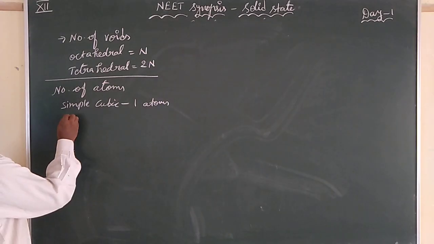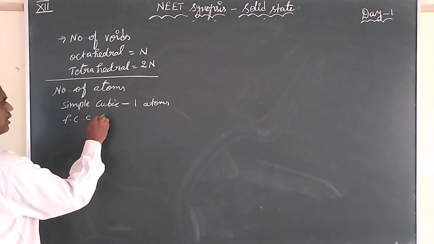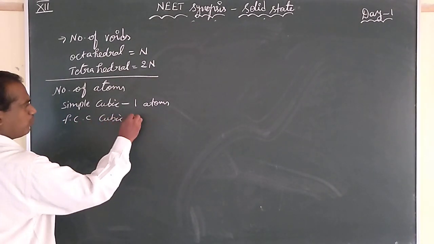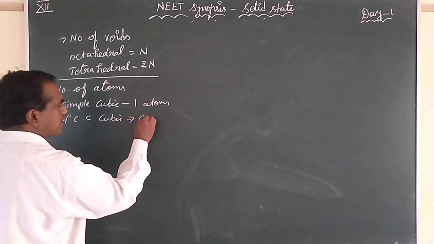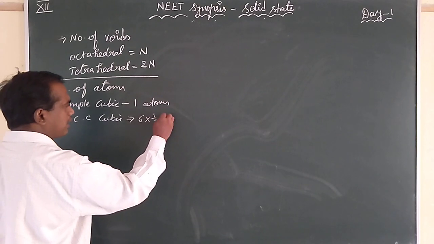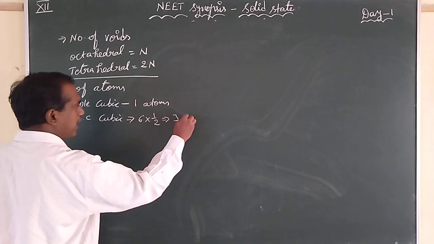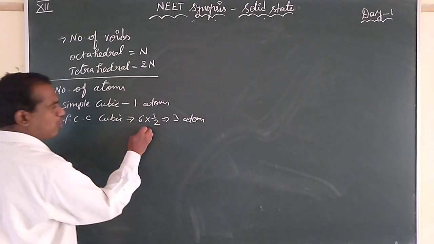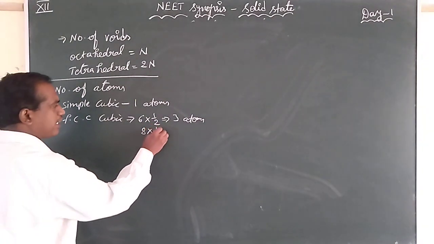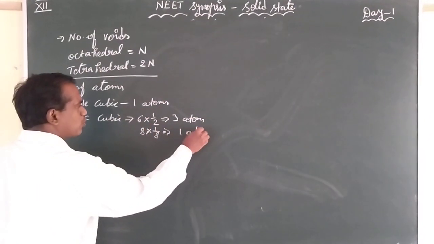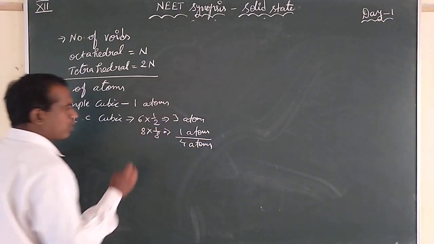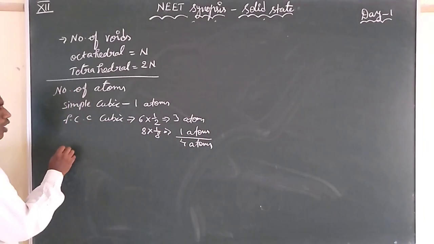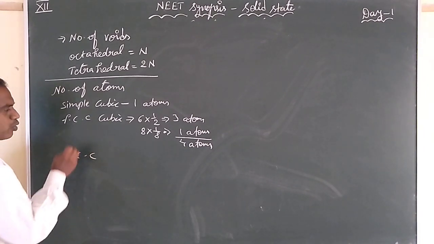And in the case of face-centered cubic unit cell, how many faces are there? 6 faces are there, and each part is half. So there are 3 atoms, and on the corners 8 corners are there. 8 into 1 by 8, we have 1 atom. So in the face-centered, total number of atoms is 4. How about the number of atoms in the body-centered cubic unit cell?